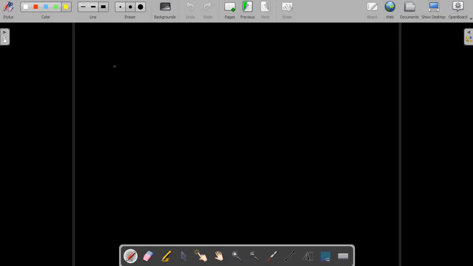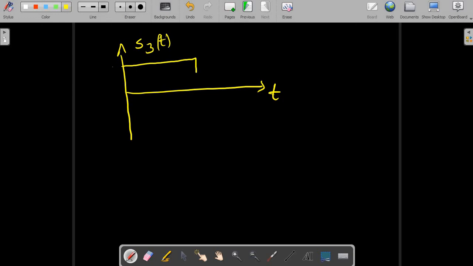Let me plot s3(t) again first. This is t, this is s3(t). Sorry, this is 1, this is minus 1. It's not to scale, so scaled here: this is minus 1, this is 1.